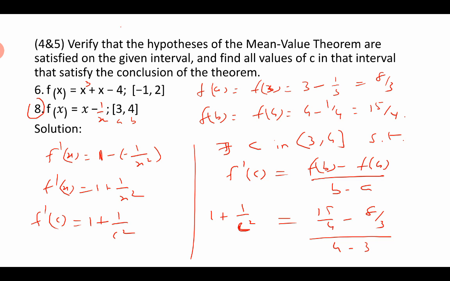You will get c is equal to plus or minus 2 root 3, and negative 2 root 3 will not be in this interval. Therefore the only value for c is 2 root 3.